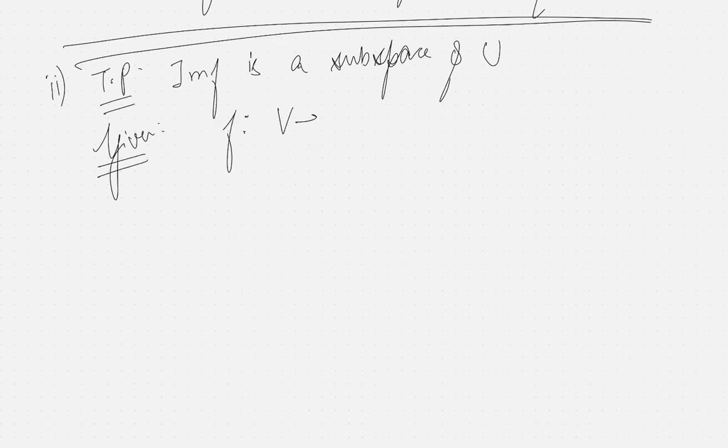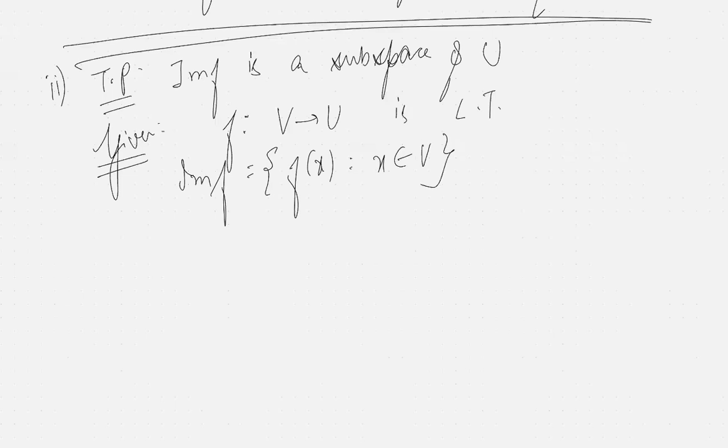And next thing, what is image f? Image f consists of elements of the type f of x, such that x belongs to V. This was image f. Now, in the very first thing, we will have to show that image f is not equal to the empty set. It's non-empty. Image f is non-empty.